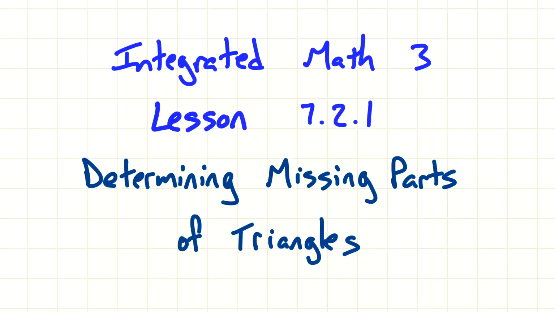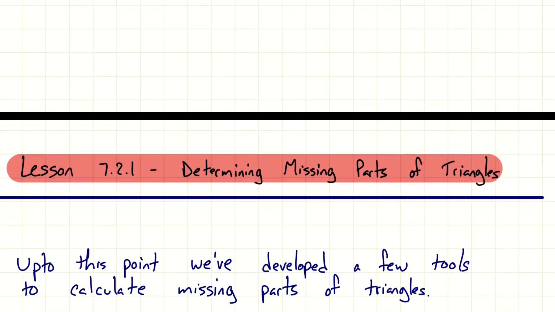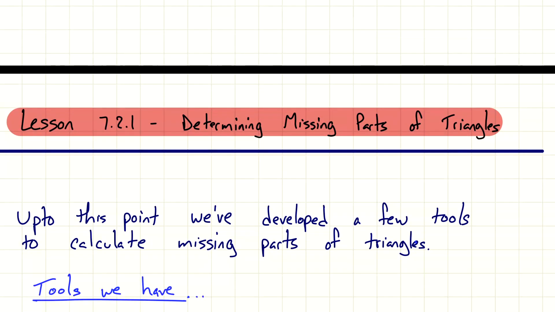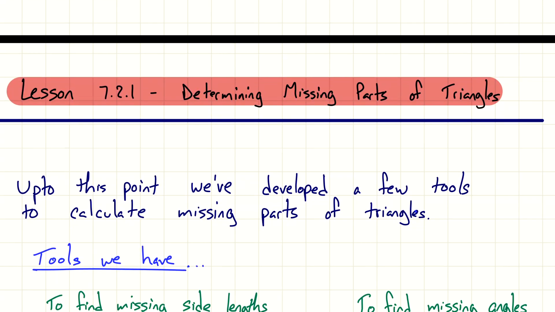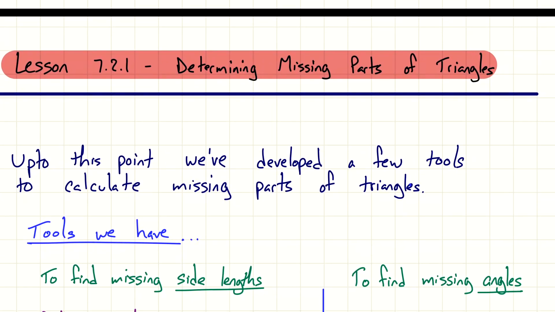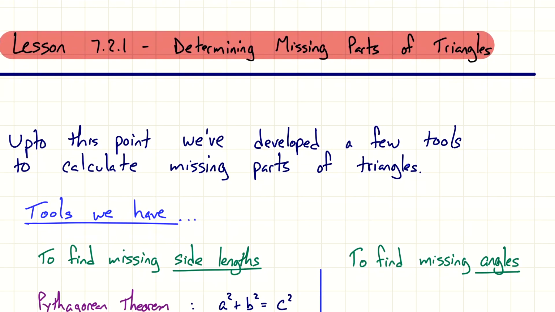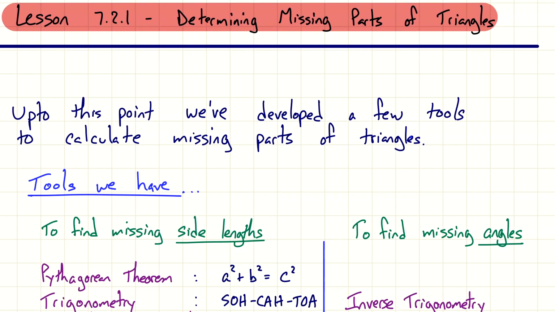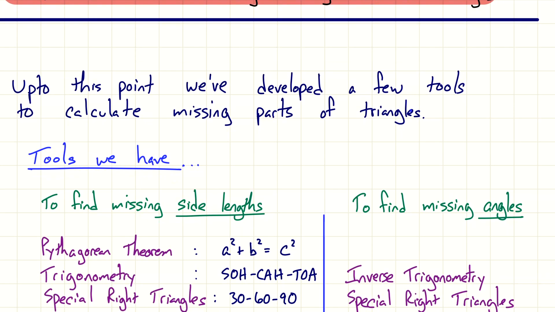Hey everyone, this is lesson 721 from our Integrated Math 3 textbook on determining missing parts of triangles. This lesson continues the discussion on how you find missing side lengths and missing angle measurements from triangles. Given a triangle, can you find the missing information?